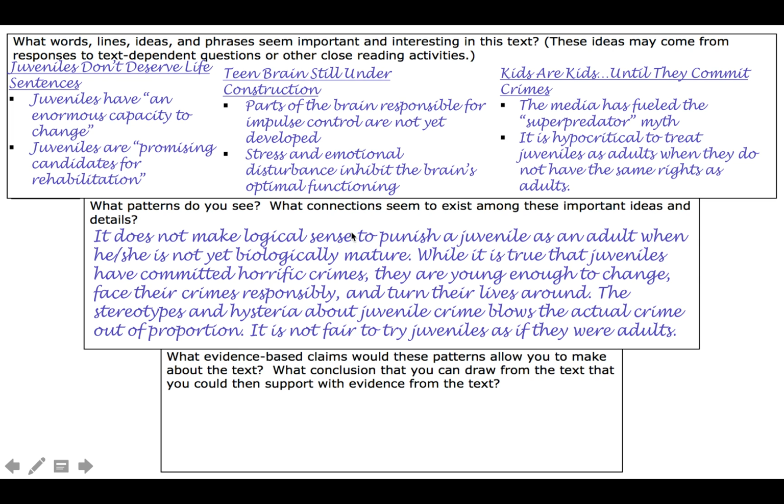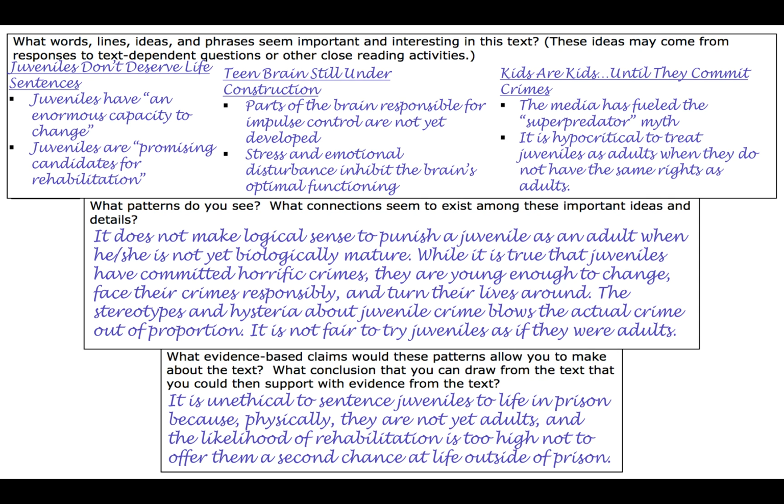Okay? And so looking at this information, this is how I have narrowed it down and simplified it. It is unethical to sentence juveniles to life in prison because physically they are not yet adults, and the likelihood of rehabilitation is too high not to offer them a second chance at life outside of prison. So, looking at all this information, I narrowed it down, and then I narrowed it down even further, and this actually could be a good, strong thesis. And this is exactly what I want you to do with the sources that you have for the American Dream.